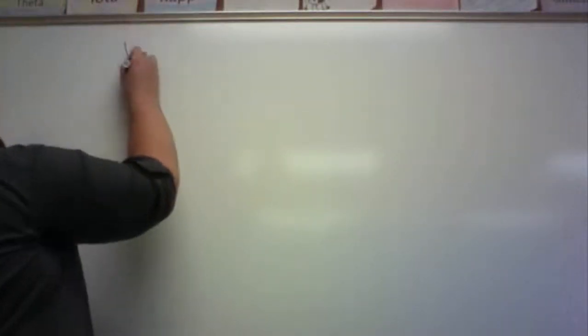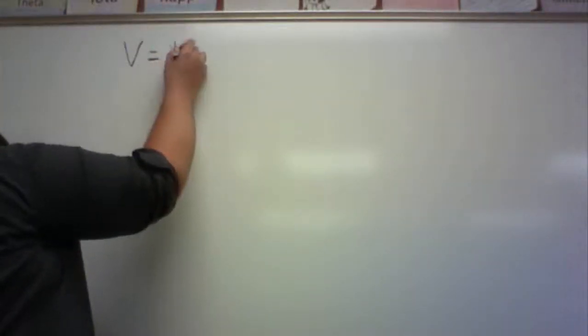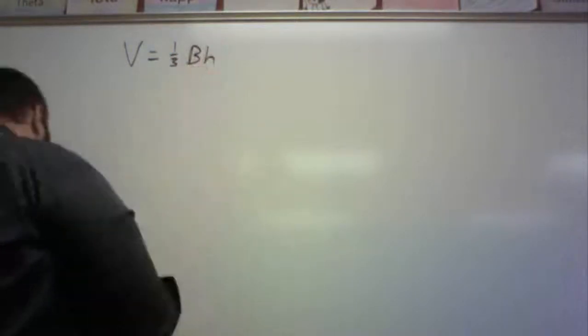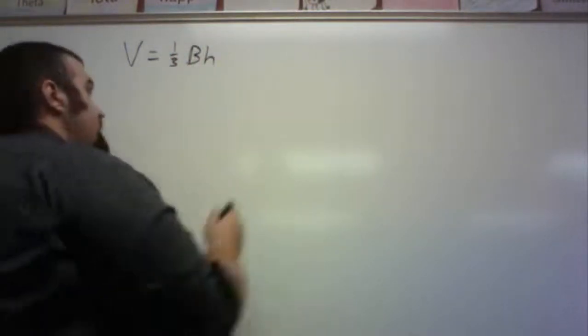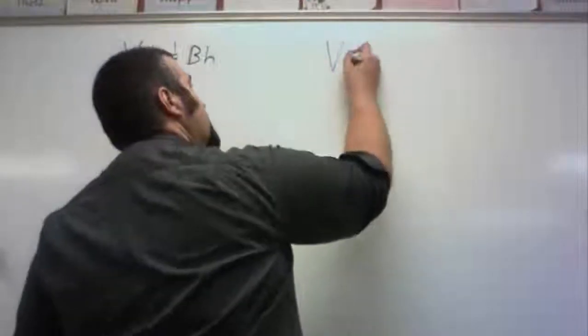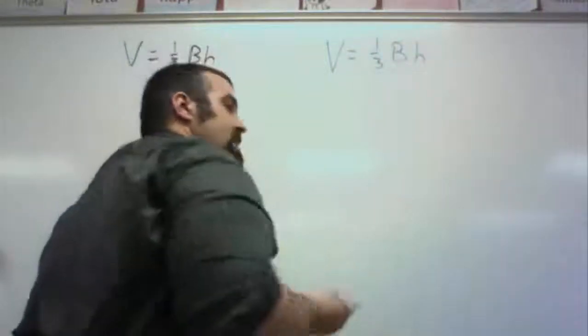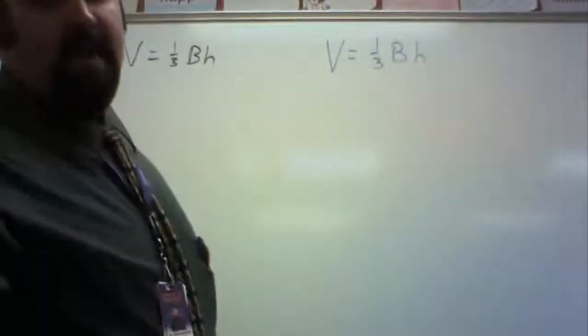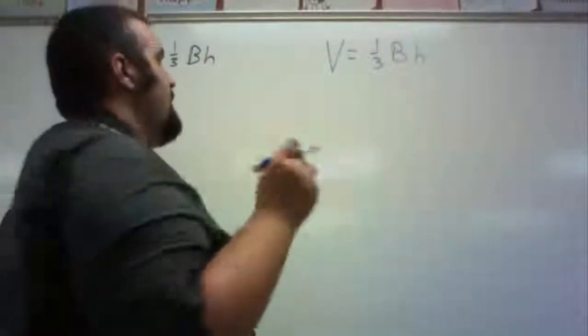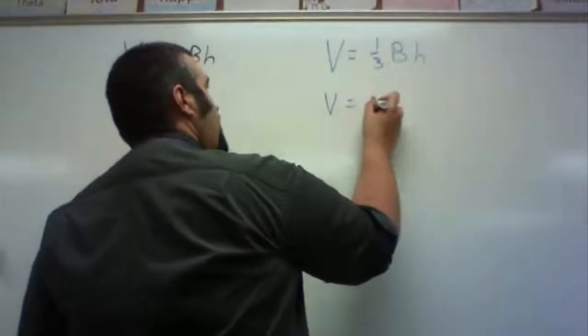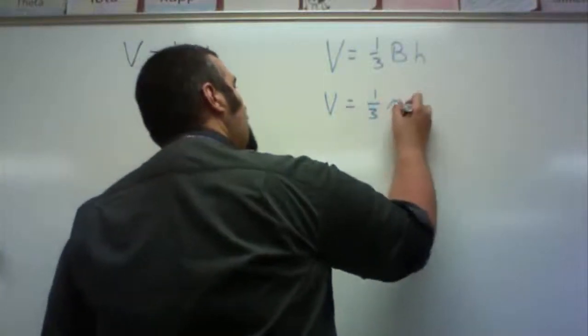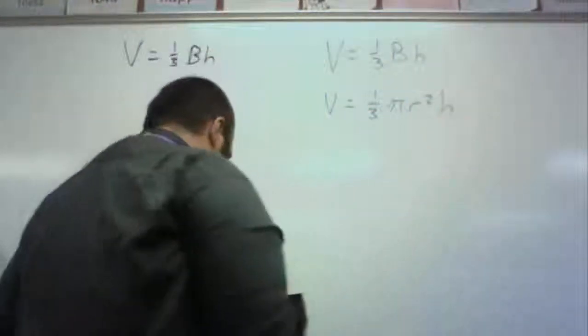But let's write this down. For pyramids, its volume equals 1/3 base area times height. And this volume equation also works for cones: 1/3 base area times height. But just like before, that base area is an area of a circle. So for a cone, it's 1/3 pi r squared h.